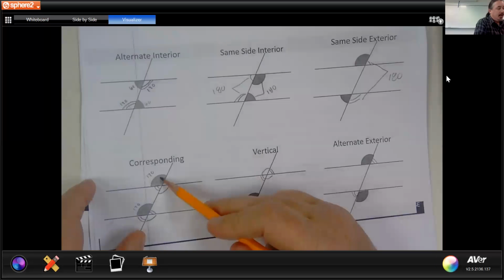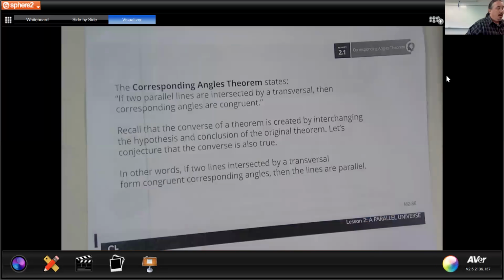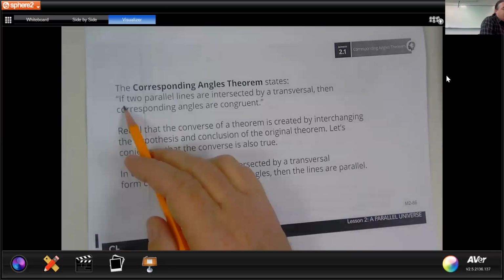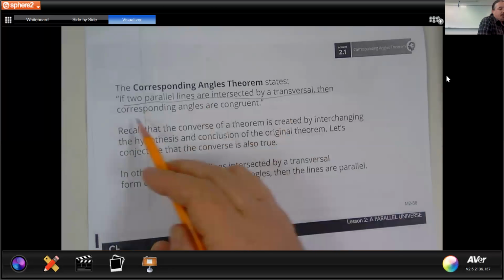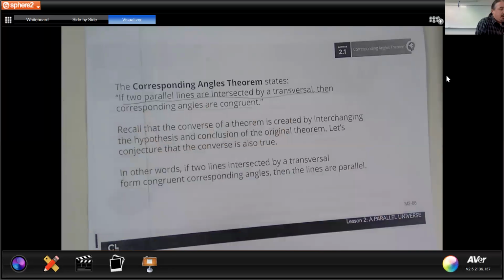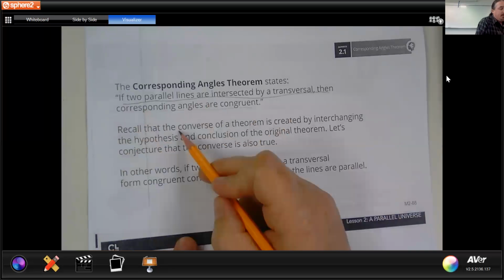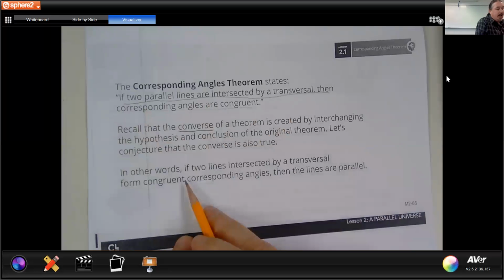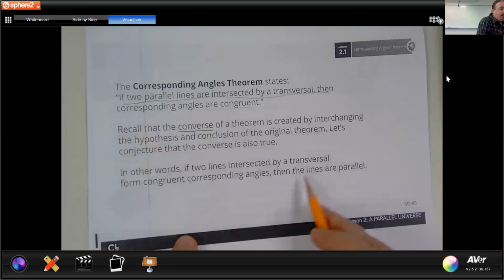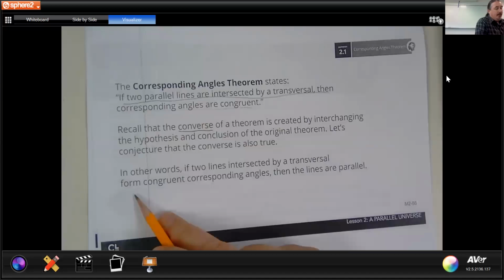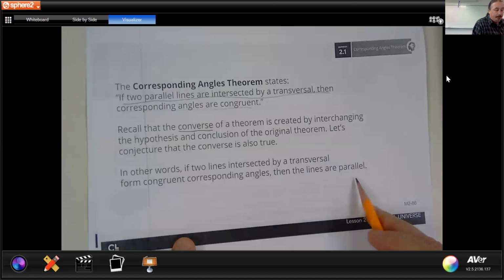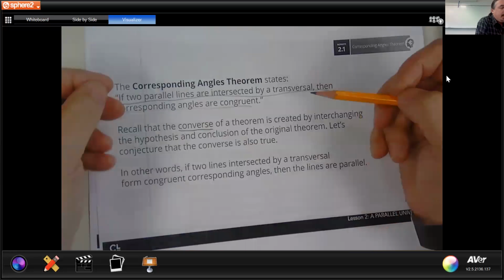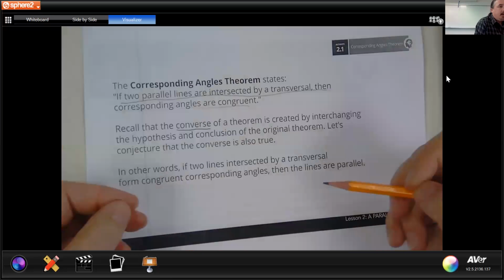One that exists outside and inside. But more importantly, we could also use corresponding angles, not just to prove that we have two congruent angles, but we could take the converse of that theorem and say that if we have two lines that are intersected by the transversal and they form corresponding congruent angles, then we could also say that the lines are parallel. What does that mean? You can use corresponding congruent angles to prove that lines are parallel.